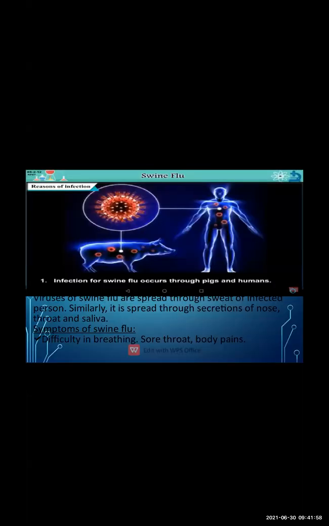There is secretion of the nose, then the throat is paining, then the saliva is also there. So all these things are very much irritating to the person, and there is secretion of the nose again and again. Means whatever the symptoms you are having for your cough and cold, the same symptoms are there. Okay, difficulties in breathing, sore throat, and body also pains. So the only thing you should know is that this is the type of disease spread through pigs. Okay.